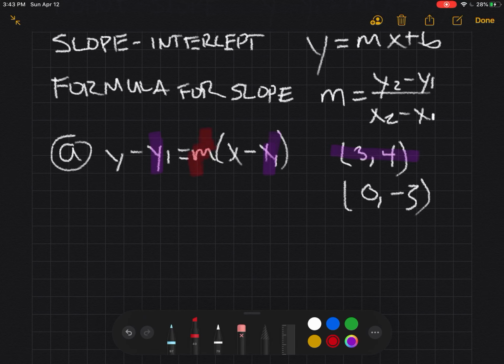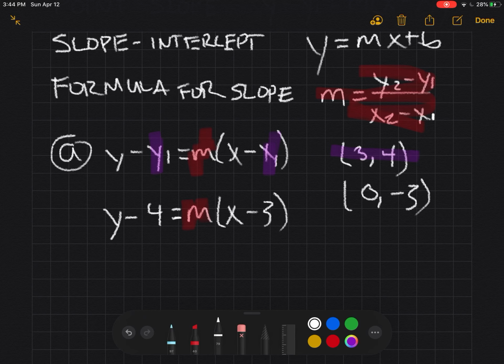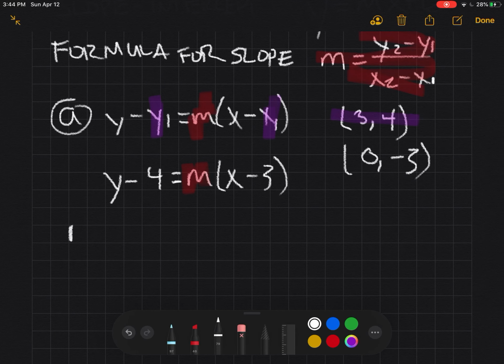I could just use this point for my y1 and my x1, but I'm still missing a slope. So let's plug in what we know so far: y minus 4 equals m times x minus 3. But we have this pesky m to deal with. Lucky for us, we have the formula for a slope given 2 points. So let's use that formula to calculate our slope, and then we'll be done with this part of the problem.